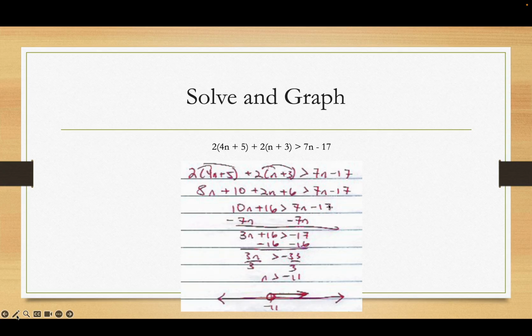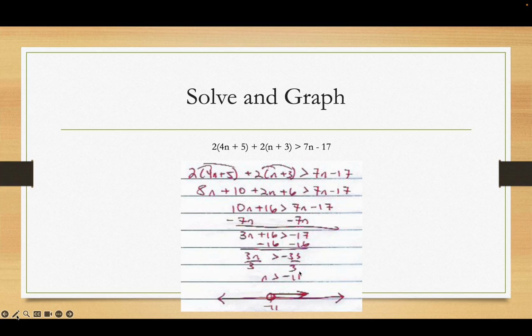Opposite side, opposite operation. I'm doing everything the same with an inequality there until the very end, possibly, maybe not. Inverse or opposite of 7n is minus 7n. That gives me 3n plus 16 is greater than -17. Subtract 16 from both sides. 3n is greater than -33. I'm dividing by a positive, so the sign stays the same. -33 divided by 3 is -11.